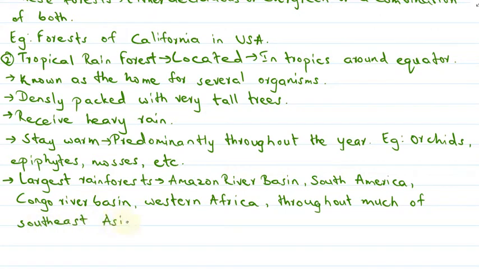Southeast Asia. Okay, so these are the characteristic features of tropical rainforests. Now let's study about the taiga or boreal forest ecosystem.